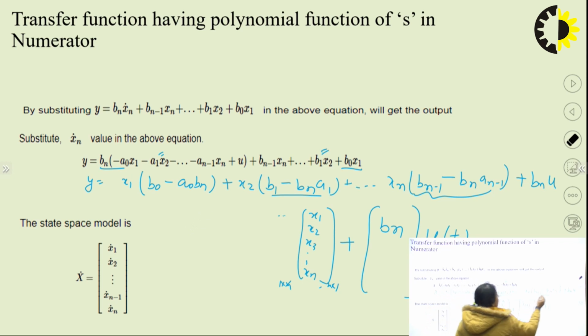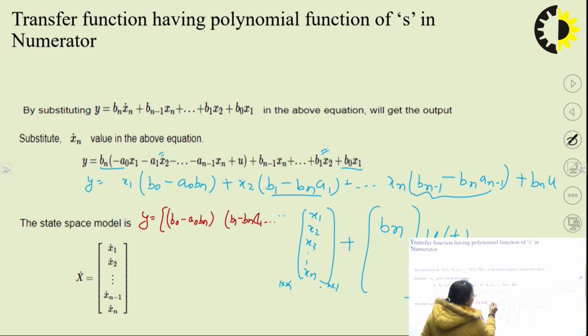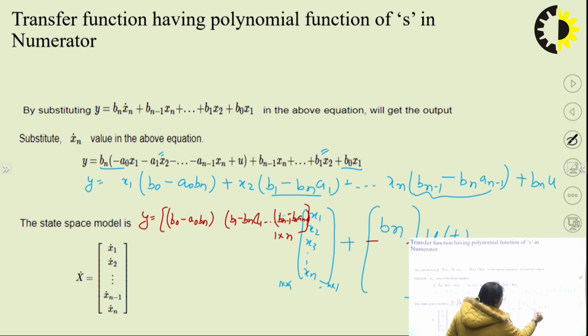इसको मैं थोड़ा सा, so here y will be equal to b0 minus a0 bn, and then second term b1 minus bn a1, up to so on, and last term मेरे पास आएगा यहाँ bn minus k1 minus of bn an minus k1, and this will be my matrix, this into this will be 1/n times matrix and this is n/1, और ये मेरी क्या होगी 1/1 bn into u. So this is y, this is the C and this is the matrix D.